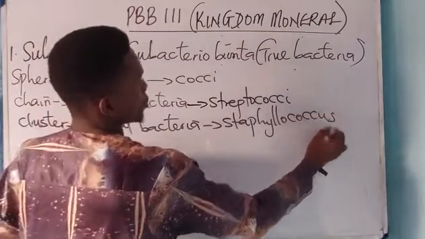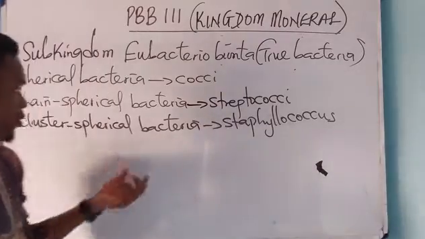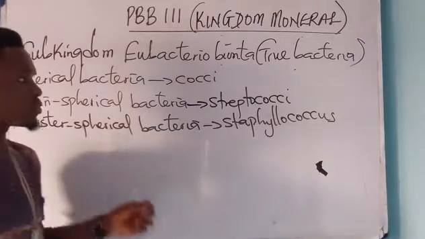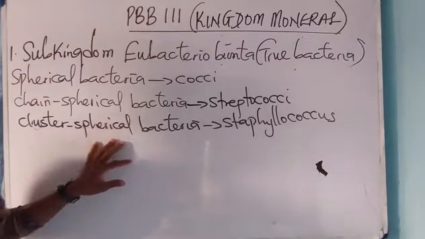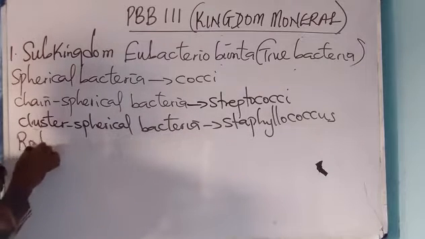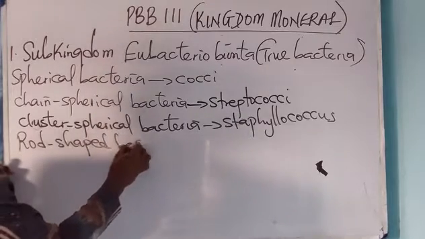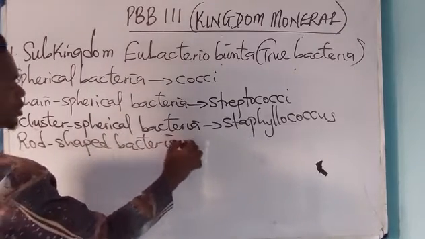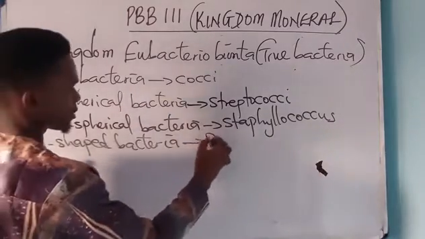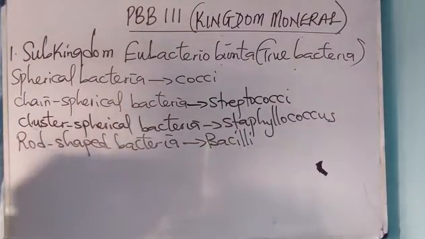Staphylococcus aureus is a cluster spherical bacteria. Now you have the rod-shaped bacteria. The bacteria that occur as rods, you call them bacilli. Bacilli, okay? You call them what? Bacilli.